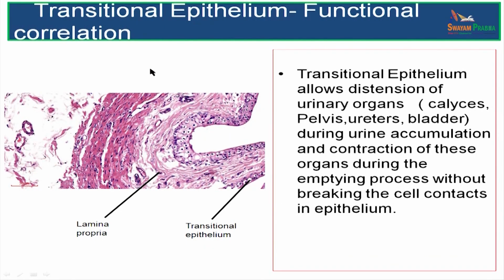Now we will go into the functional correlation of this transitional epithelium. Why do you have transitional epithelium in calyces, pelvis, ureters and bladder? The transitional epithelium allows distension of these urinary organs during urine accumulation and contraction of these organs during the emptying process without breaking the cell contacts in the epithelium. That is the most important feature of transitional epithelium.